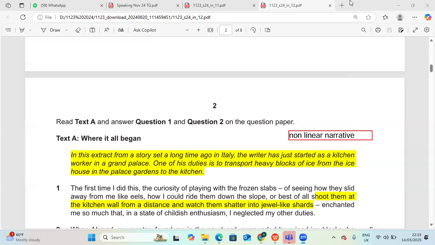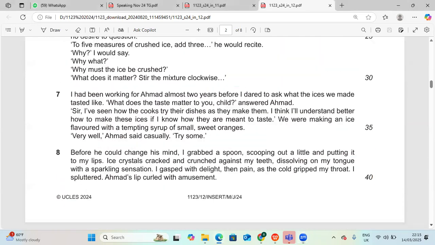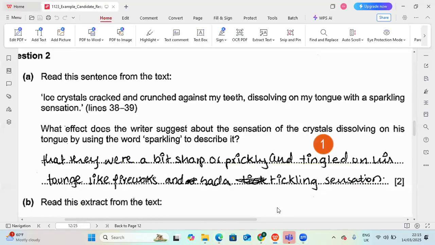All right. So we did question number one yesterday. Welcome everyone. And today we'll be doing question number two of paper 1123, paper one, which is the reading paper. These techniques will help you to answer question number two as it is in the paper, because for question number two, most of the students lose marks, by the way.